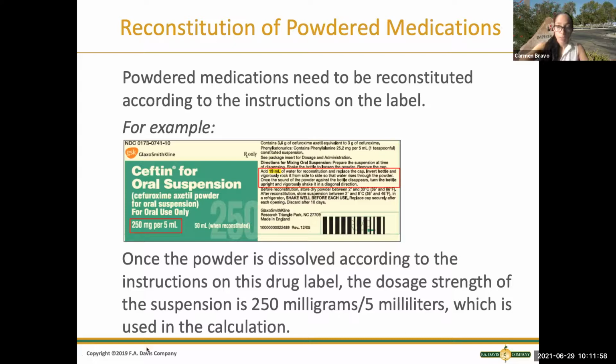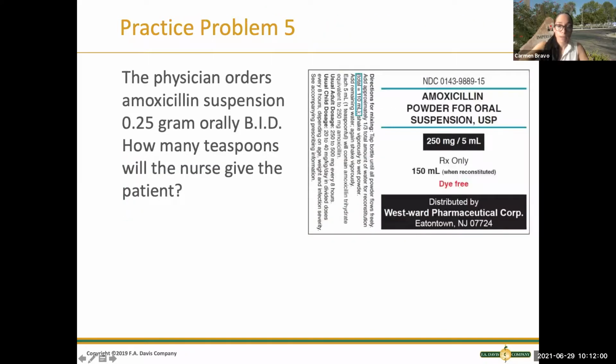Okay, so let's see this very last problem. It says the physician orders amoxicillin suspension 0.25 grams orally twice a day, BID. How many teaspoons will the nurse give the patient? Again, we have the amoxicillin powder and it tells you the dosage strength. It's telling me how many mLs it would be after reconstitution. And sideways, it says to add total approximately.